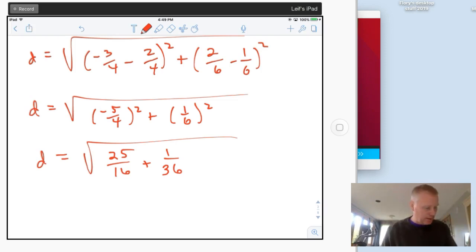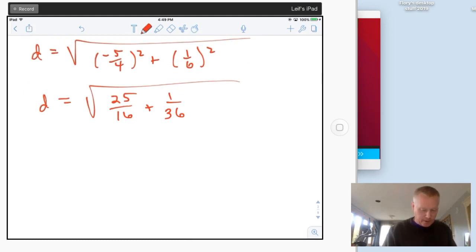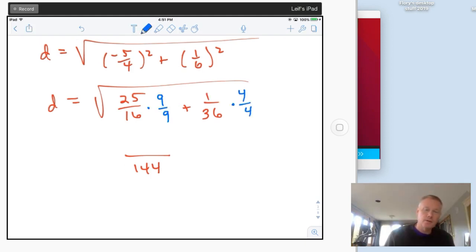Okay, and now I need common denominators. 16 times 36 is going to be 144, which will give me 25 times 36 is... So 144 is a common denominator. I'm going to multiply 16 by 9 to get to 144. I'm going to multiply 36 times 4 to get to 144. So 25 times 9 is 225. And 4 times 1 is 4. So I get this, which is 229 over 144.